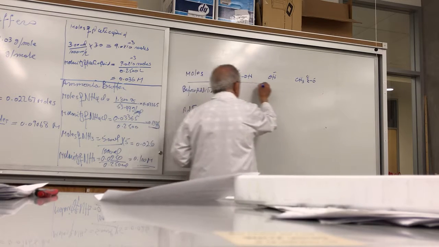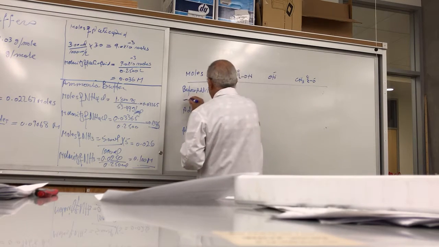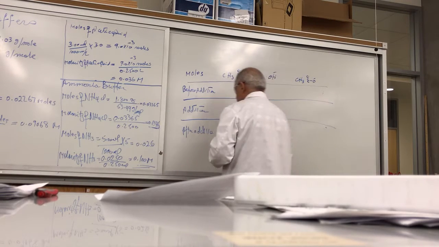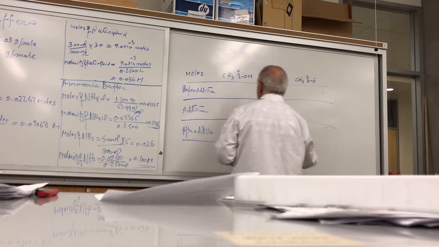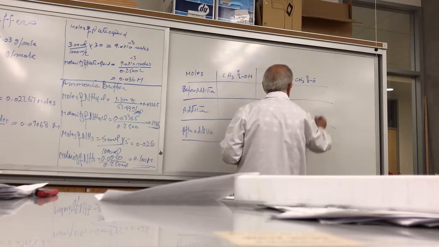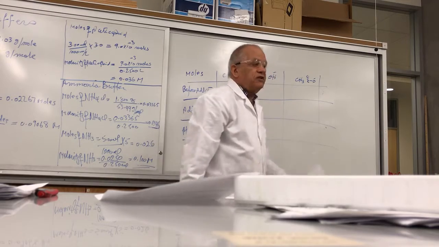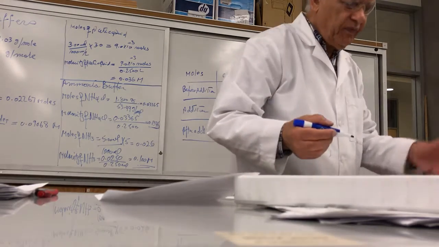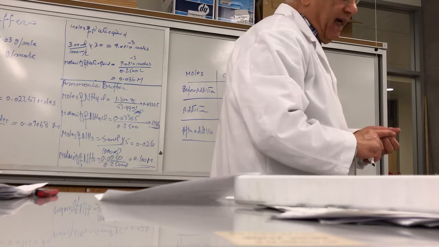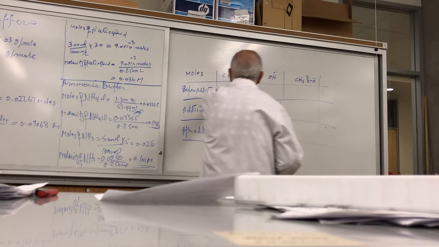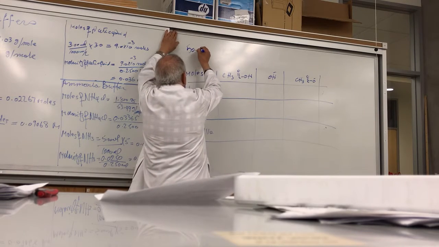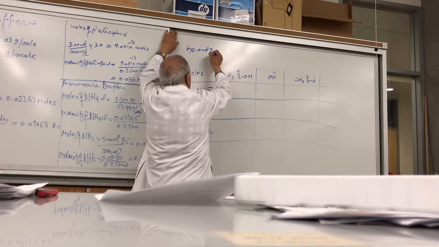So we'll have something like this, something like this, something like this, and something like this. Okay, this goes this way, this goes this way. And in order to do it in number of moles, find how many moles of the acetic acid in 50 milliliters. We have 50.0 milliliter of acetate buffer.